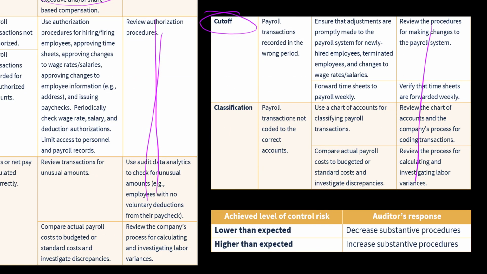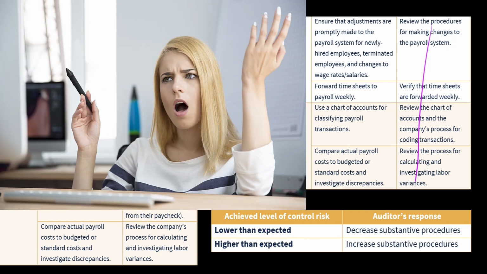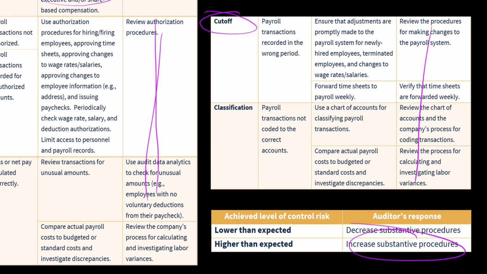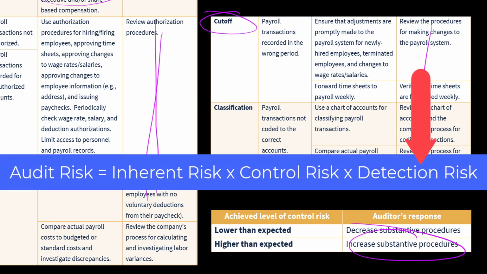But if it's the opposite, if you say, actually, the achieved level of control risk is a lot higher than expected, maybe some of these internal controls were not operating like we thought they would, then the auditor needs to increase the amount of substantive procedures in order to reduce detection risk and keep audit risk at an acceptable level.